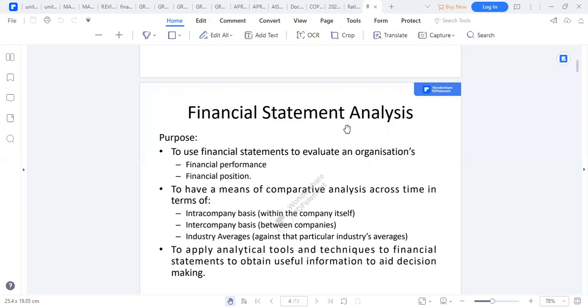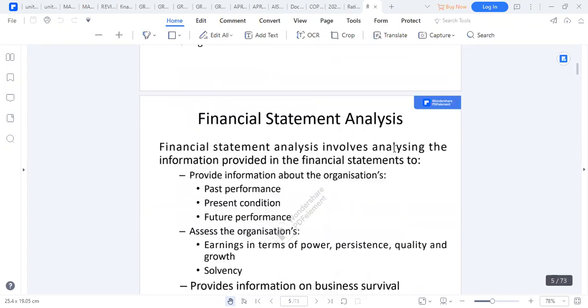Financial statement analysis is also very essential as a comparative tool for the financial statements within the company, which we call intra-company analysis, and amongst subsidiary companies, which we call inter-company analysis, and you may also use this knowledge to assess your performance against the industry averages. So we apply analytical tools, which we call financial statement analysis, for decision making.